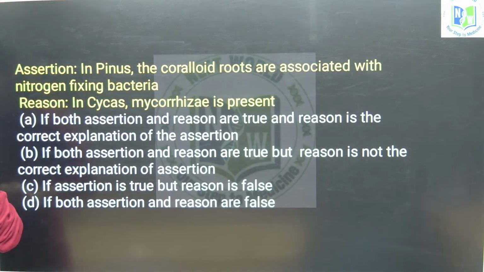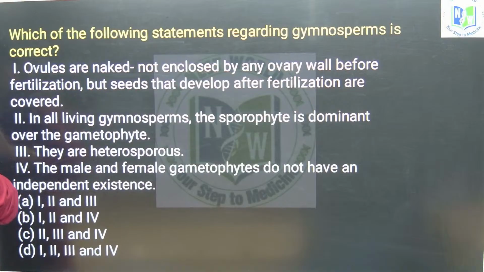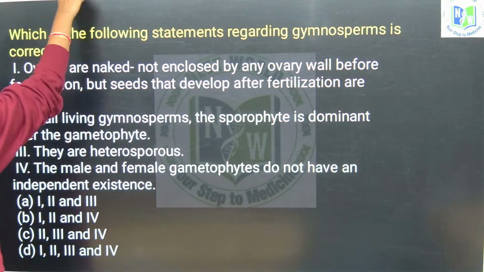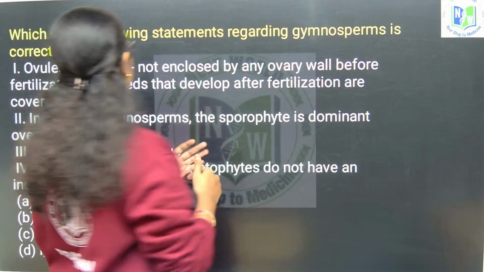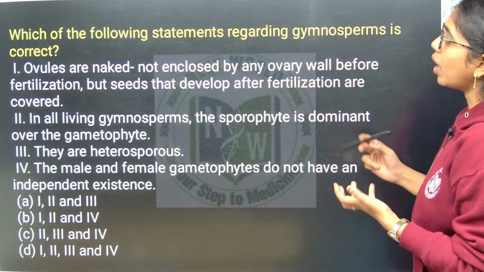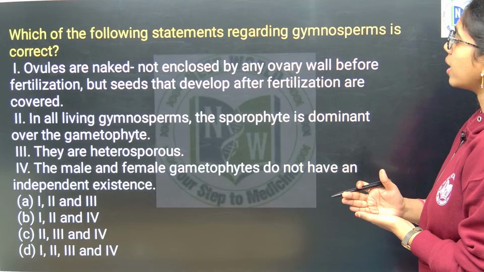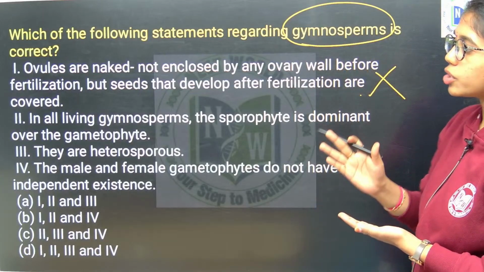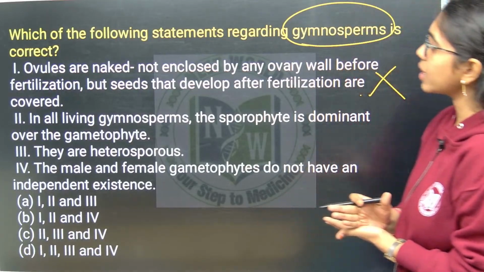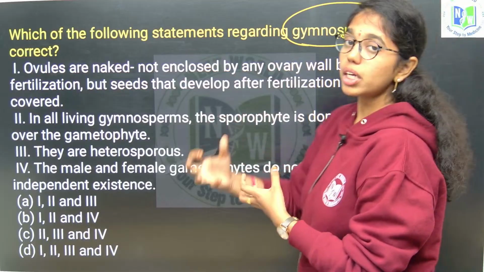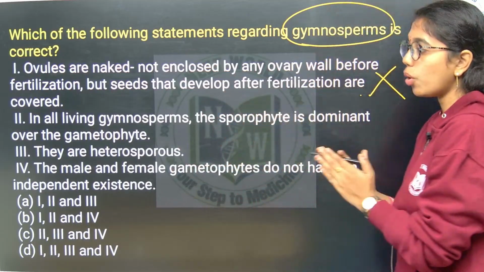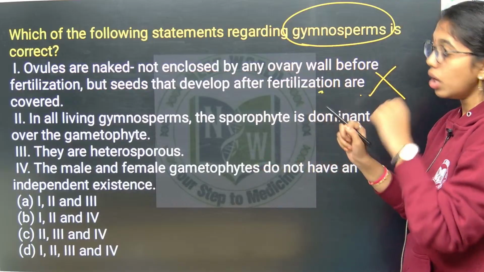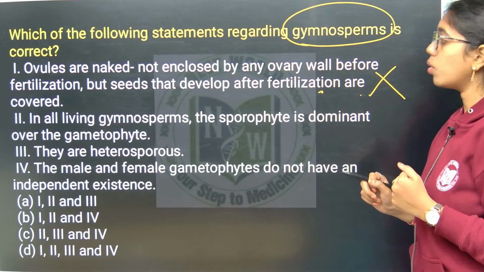Next question. Good Tanvir. Yeah, I answered this question as well. Which of the following statements regarding gymnosperms is correct? Regarding gymnosperms, ovules are naked, not enclosed by the ovary wall before fertilization, but seeds that are developed after fertilization are covered. So, in gymnosperms, the characteristic feature is what? Naked seeds. Naked seeds is the characteristic feature because pre-fertilization ovule is not covered by ovary wall. So, post-fertilization also seeds will not be covered with seed coat.